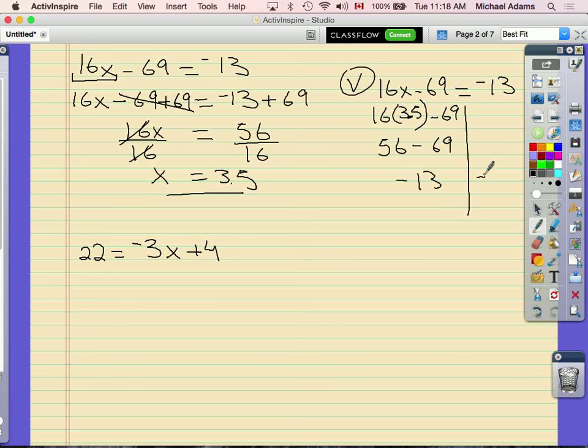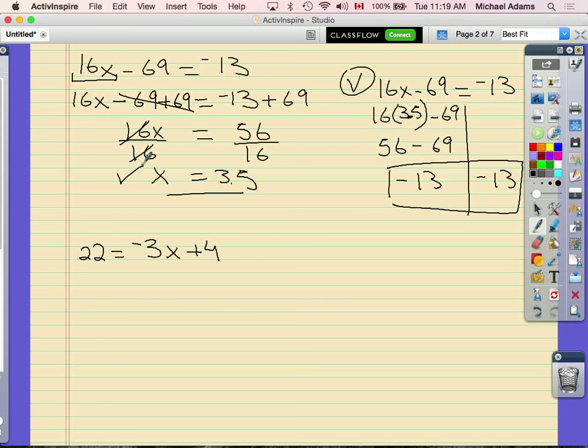And what do we have on the right side? Negative 13. So these two are the same. They balance. The left side is equal to the right side. That means this answer is correct. All right, let's take a look at another one here. This time, we've got the variable on the right side. The process is still the same.